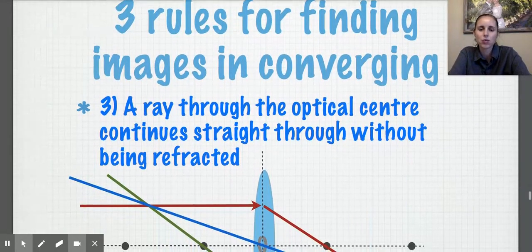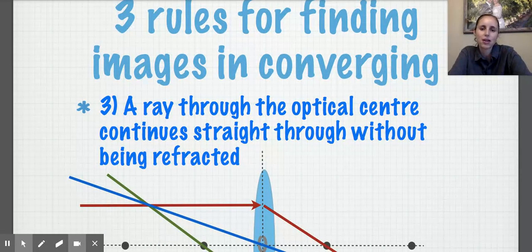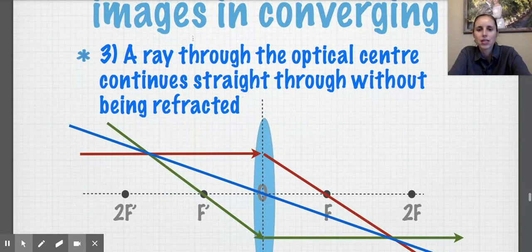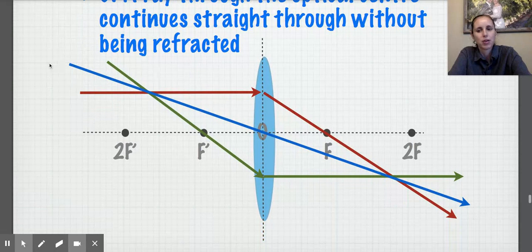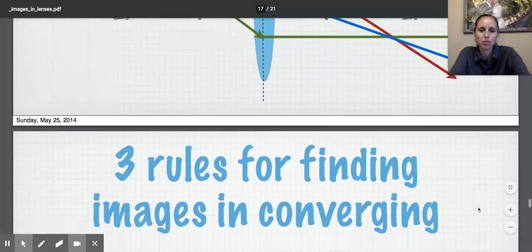And our last rule is going to be similar to our center of curvature rule, but this time we don't have a center of curvature, so we're going to use the optical center. So this time we're going to have a ray that's passing through the optical center. A ray that's passing through the optical center is going to go straight through without being refracted. So if we happen to have a ray that lines up exactly with the optical center, it's going to go straight through the lens. It is not going to be refracted.